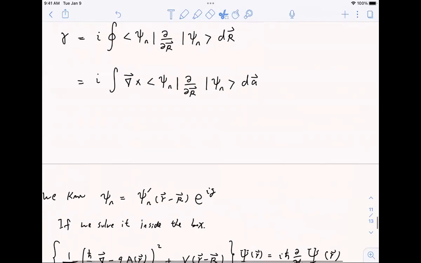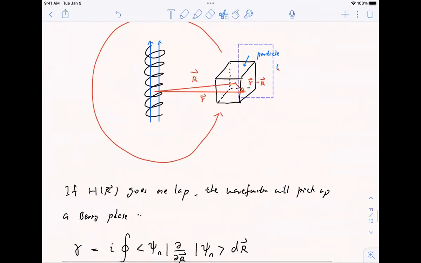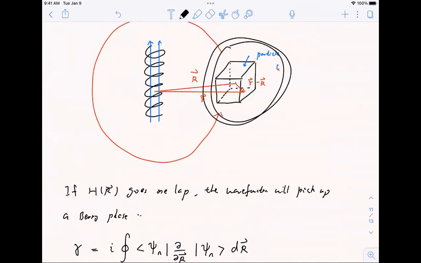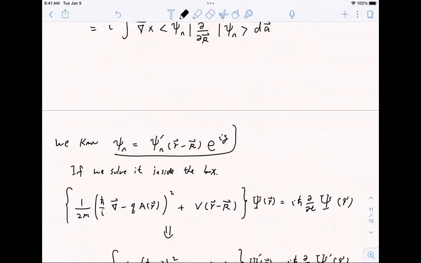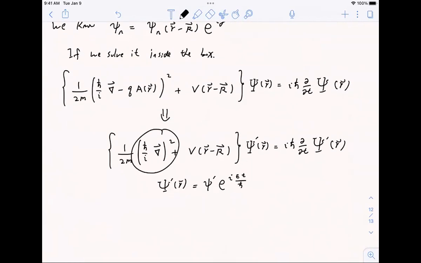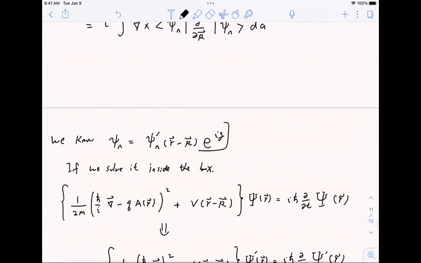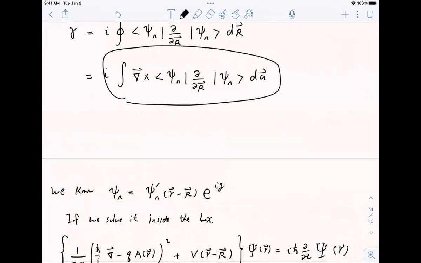Basically you have a box here. You solve the eigenfunction within this box, and you know that the eigenfunction is going to have this form. This is the solution when you have no A, and this is the phase factor you add because there's an A there. Okay, so this is the wave function. We're going to plug it inside.